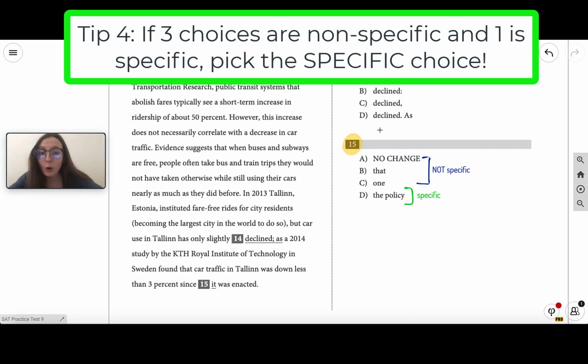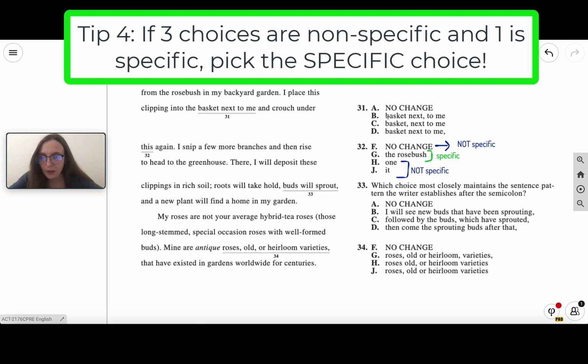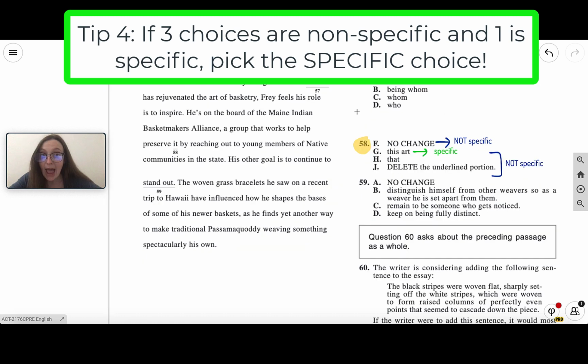Tip number four, when you're presented with three choices that are not specific and one choice that is specific, we always want to go with the specific choice so the reader knows what we're talking about. So in this case, we would go with option D. Again, same exact procedure applies to the ACT as well. F, H, and J are all non-specific, so we want to go with option G. And for question 58, F, H, and J are all non-specific. So again, I would want to go for option G. Purely a coincidence that they're both G though, of course.